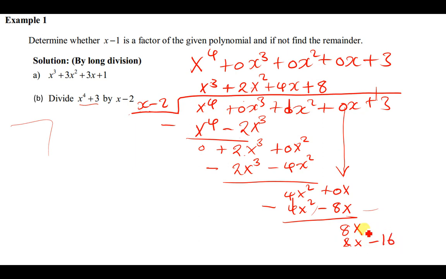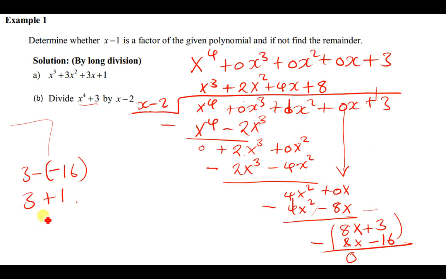Then here we bring down the 3, we have positive 3, and then we subtract. So when we subtract, this part will give me a 0. Then this part will have 3 minus negative 16. So this is just the same as 3 plus 16. The answer will be 19. So this positive 19 is the remainder.